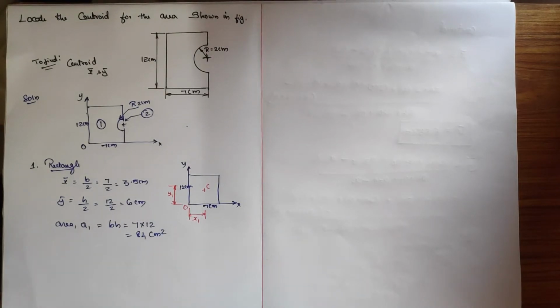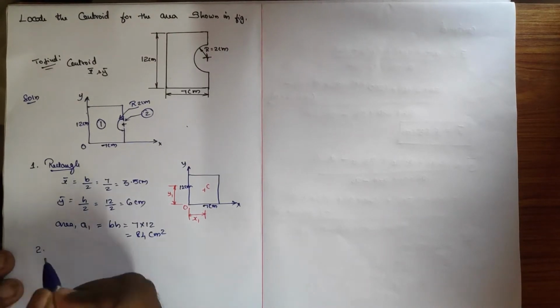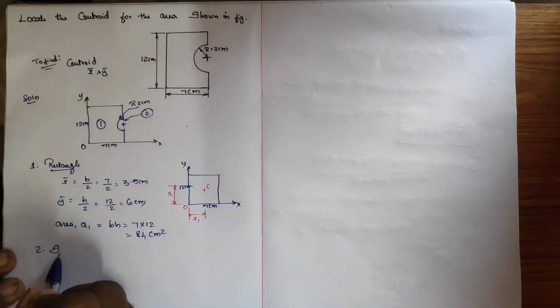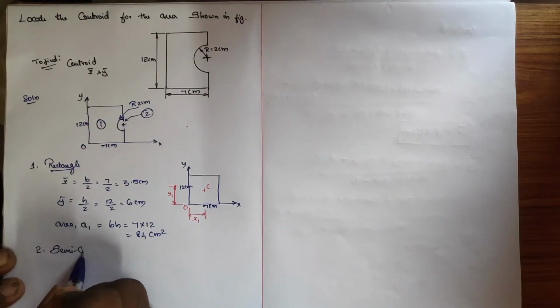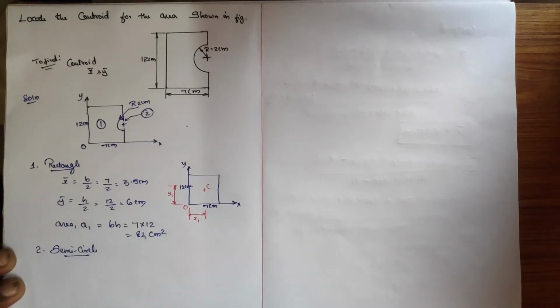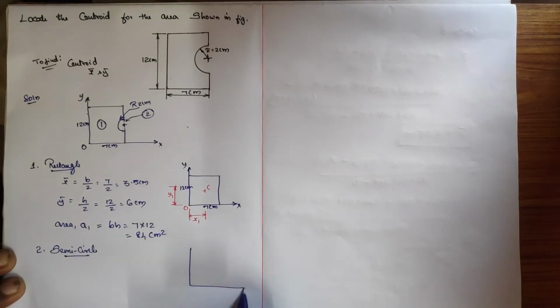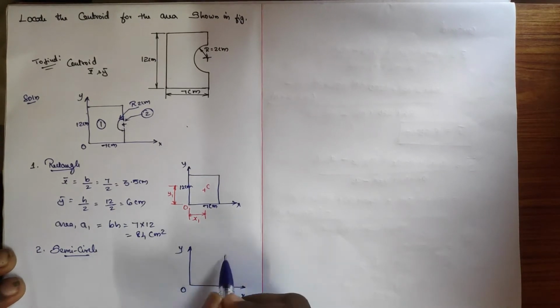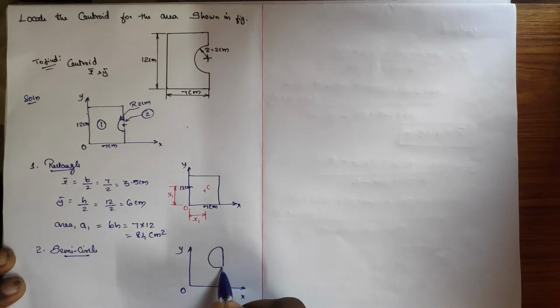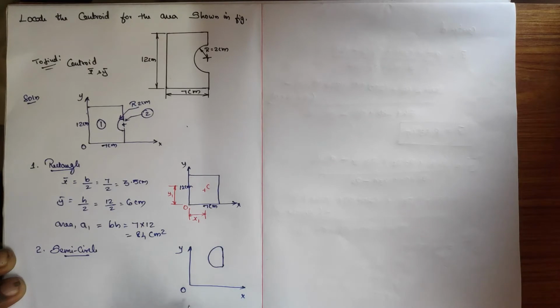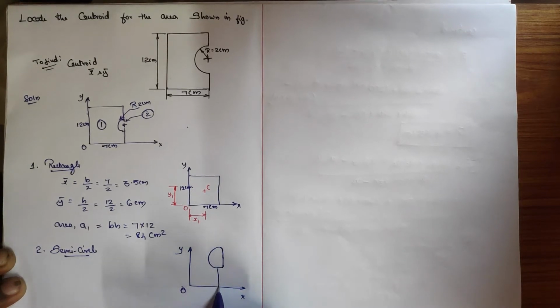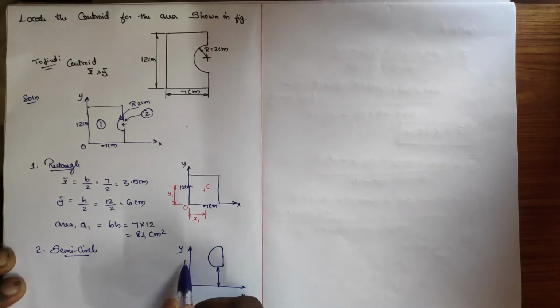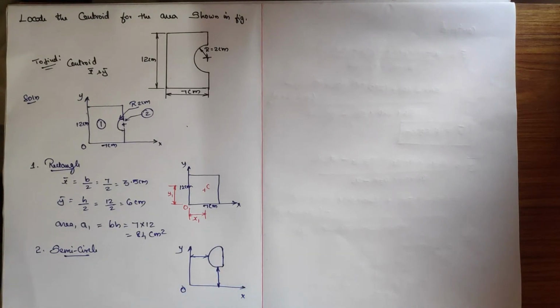Have you got it? What is next? The second one is a semicircle, not a circle, a semicircle. Just locate where it is. So x, y, this is O, somewhere here it is. This is how the semicircle is. And now we need to find how far it is from OX and how far from OY. That distance must be identified.